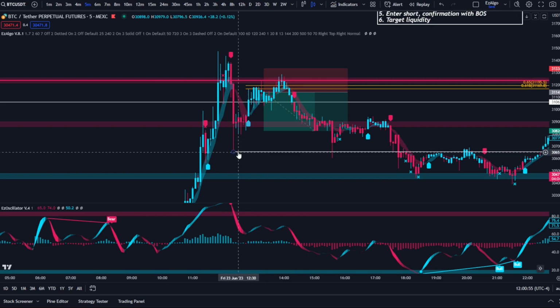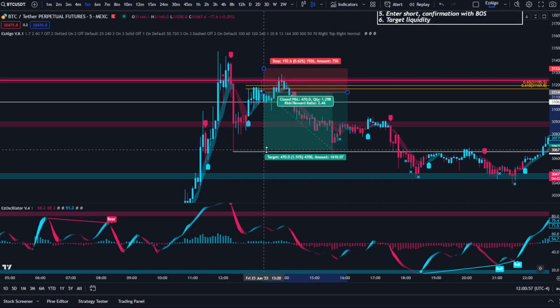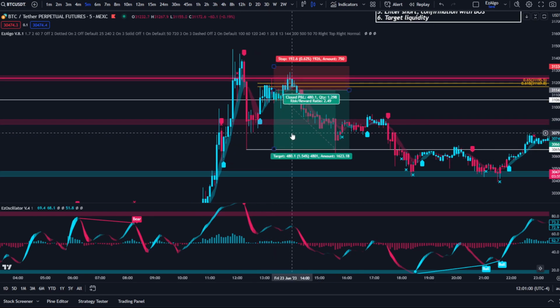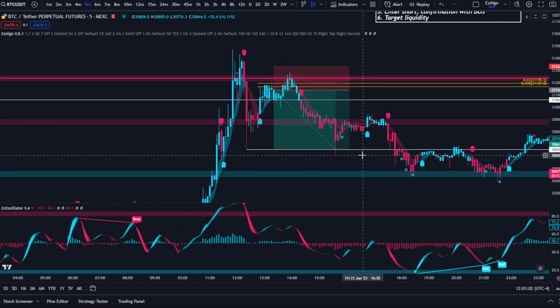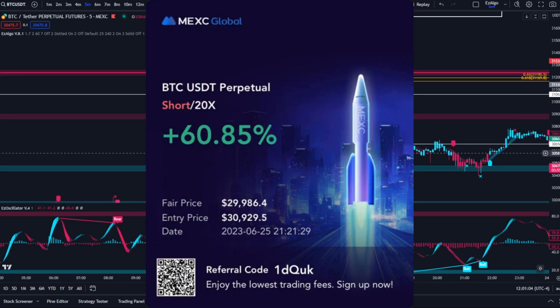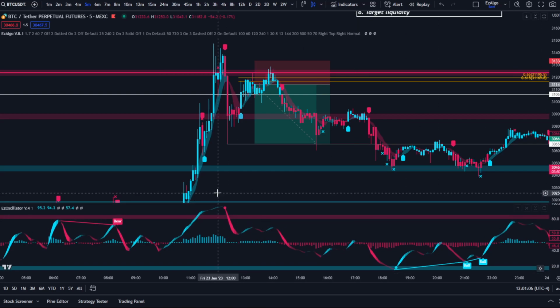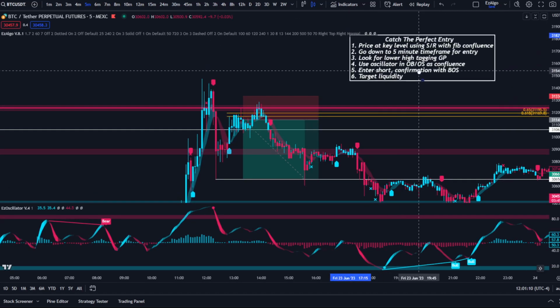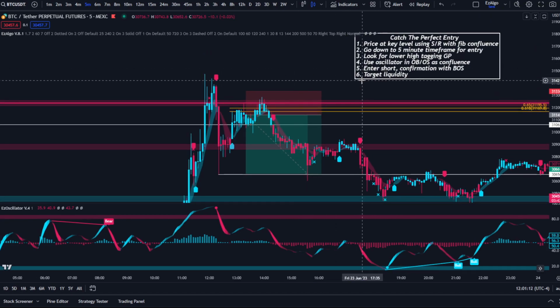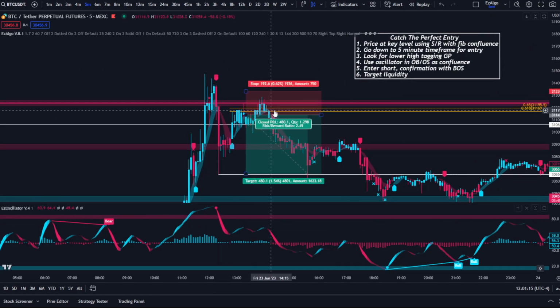And again, you're going to be targeting the liquidity as your first take profit. So as you can see, it's already a 2.5 risk to reward ratio just on the first take profit. So you can get some pretty great entries using the strategy. Also, we had that Easy oscillator in the overbought territory. So that is another piece of confluence, right? That's rule number 4. We want to use the oscillator in the overbought and oversold zones as confluence.